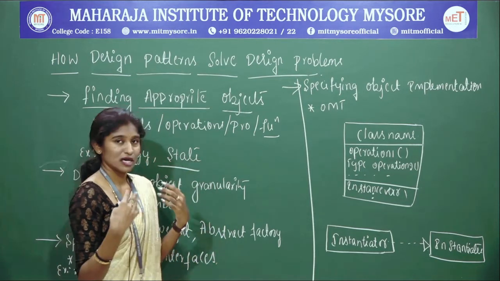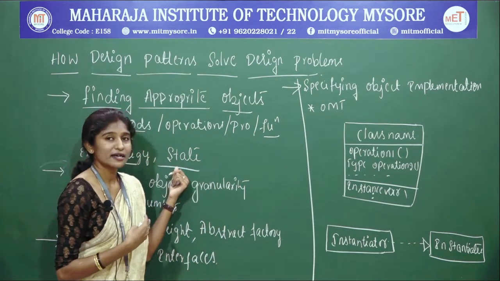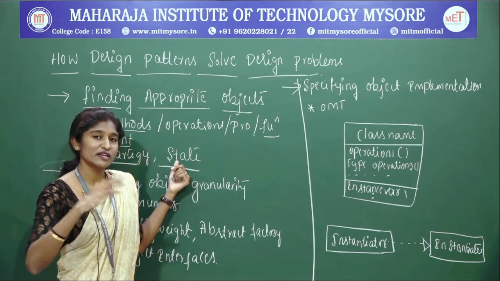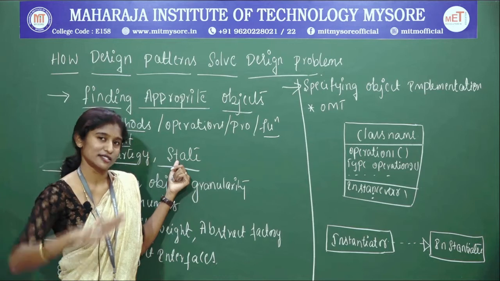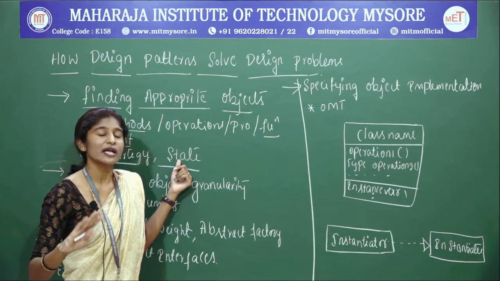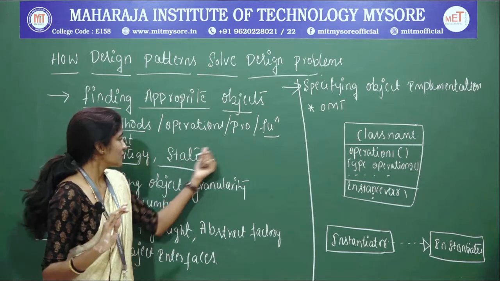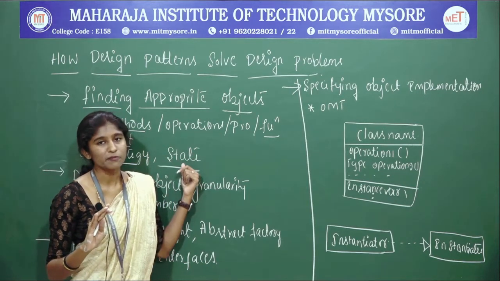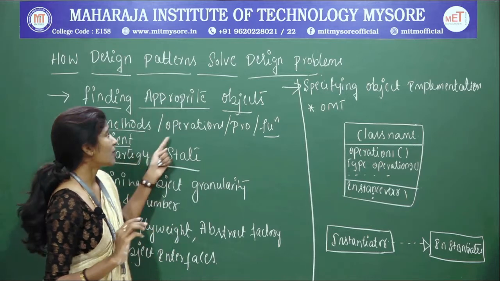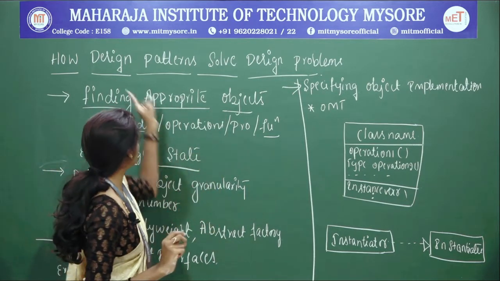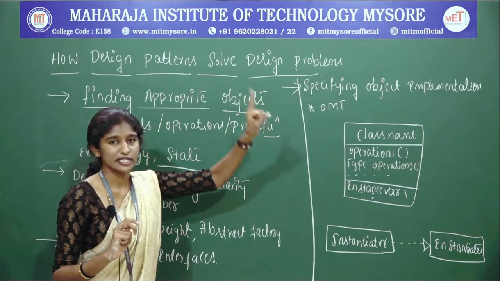So keeping that up, the state design pattern is going to think in such a way that the privacy related or hidden information will be retained as it is, in an encapsulation format, and the remaining things which need to be exposed will be exposed always. So that is applicable by the state design pattern. So that is the first topic, that is how to find the appropriate object. So within the main topic, how design patterns solve the design problems.